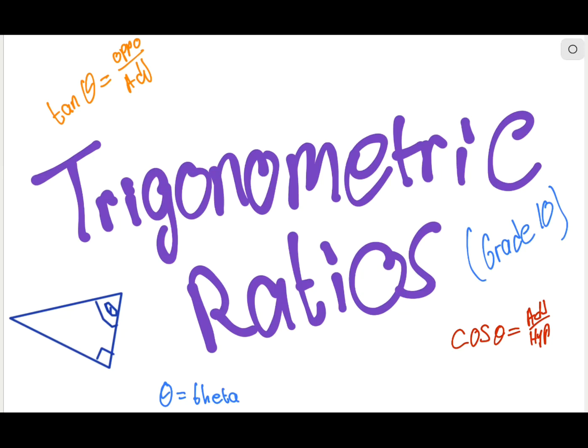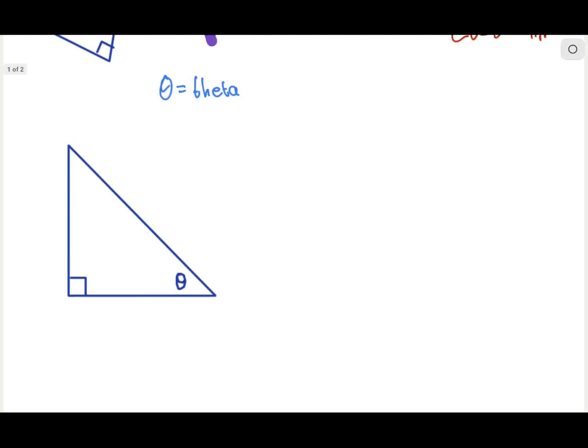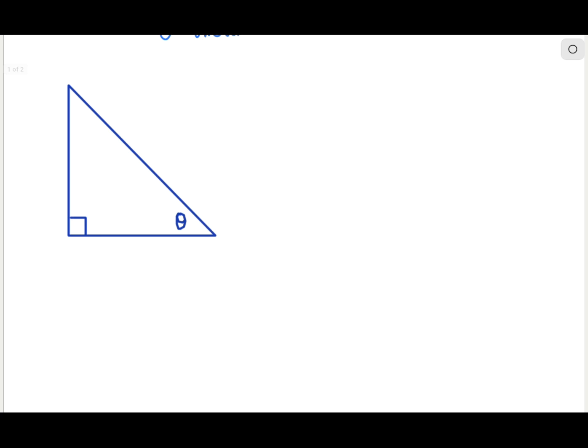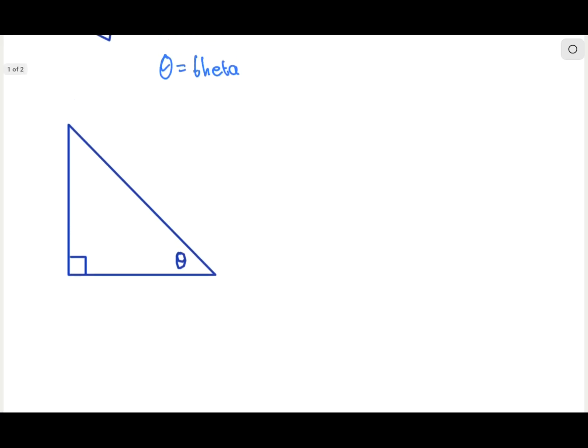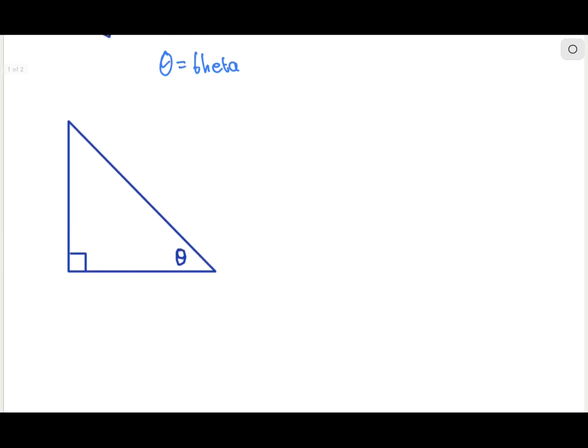Let's do trigonometric ratios. So before you can do trigonometric ratios, you must be able to find your sides using a particular angle, which in our terms will be using our angle theta.